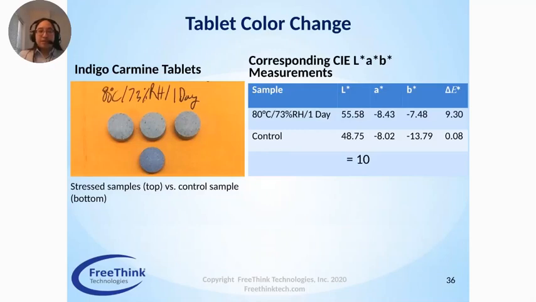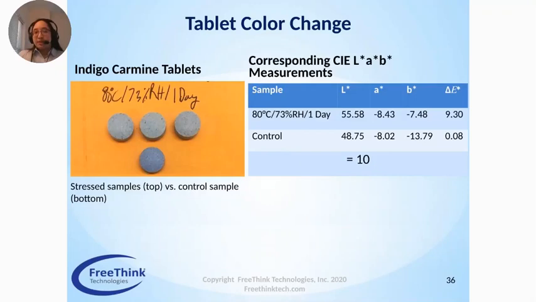The bottom sample here is a control sample. It's a nice dark blue. But upon stressing at 80 degrees C, 73% RH for one day, we have a whole lot of fading. So when we look at the L star, A star, B star measurements, control compared to the stress samples, the stressed samples are showing a higher L star, so that's a movement toward the light, toward the whiter.